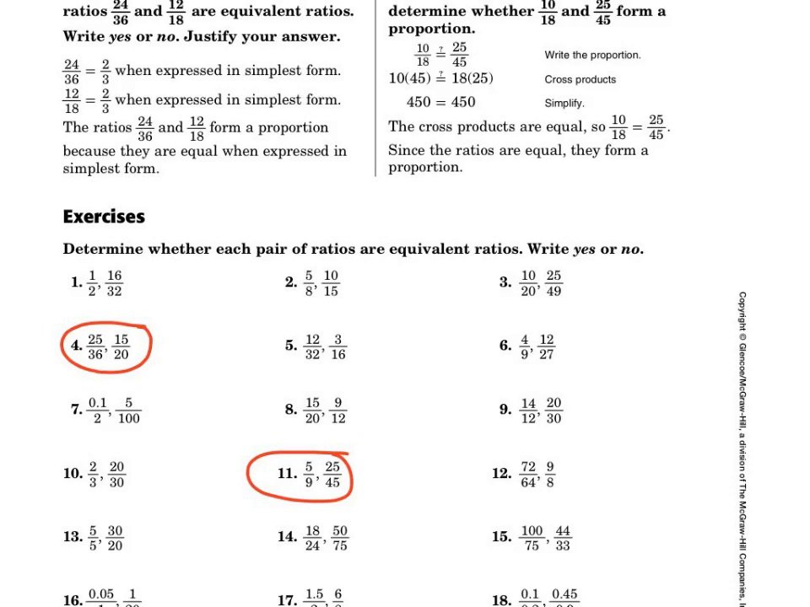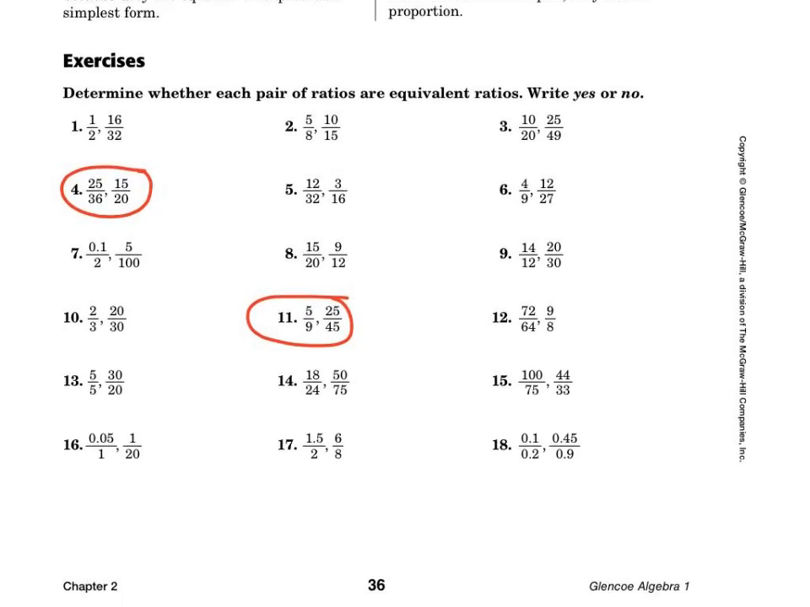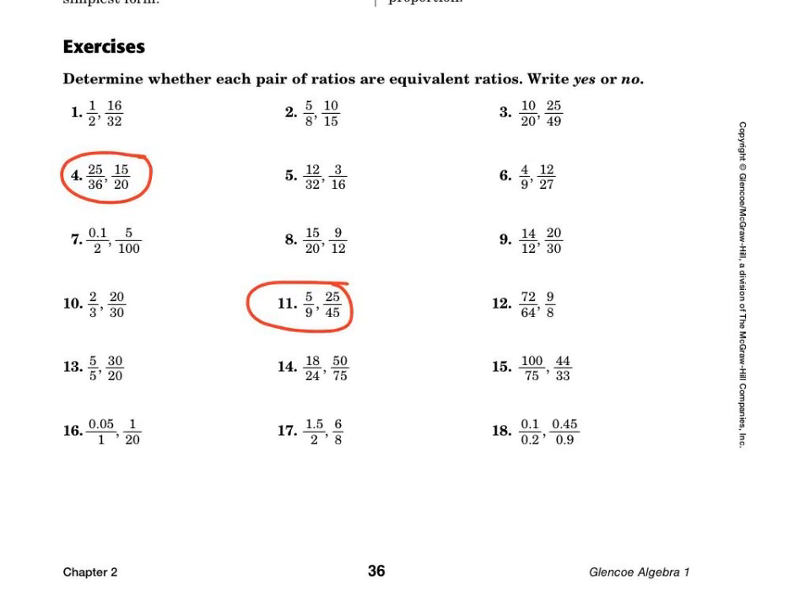Okay, I want you to do a couple of problems independently. For number 4 and number 11, you will simply determine whether each pair of ratios are equivalent. So your answer is going to be either yes or no. That's all I want from you, yes or no. You can either reduce both ratios to see if they're the same, or you can use cross products. It's up to you.